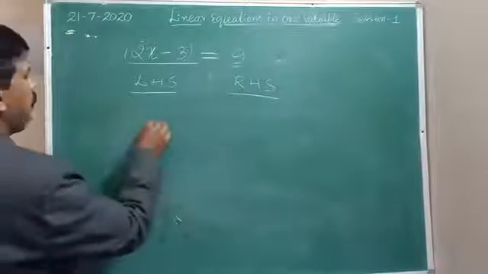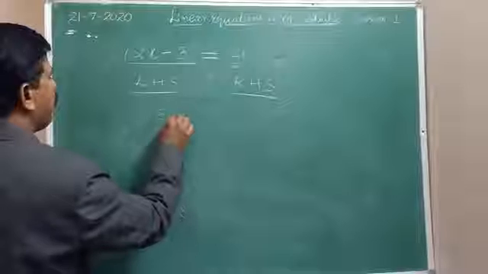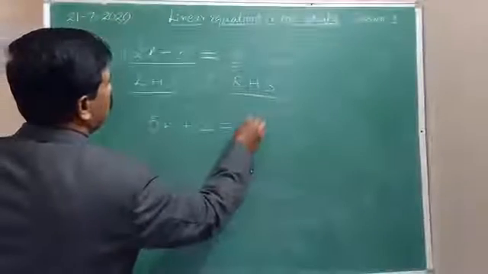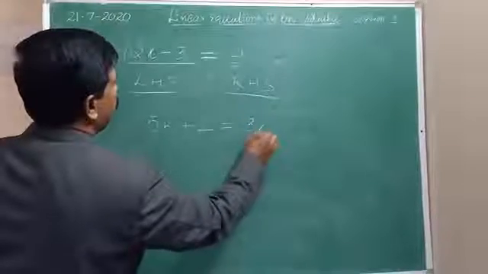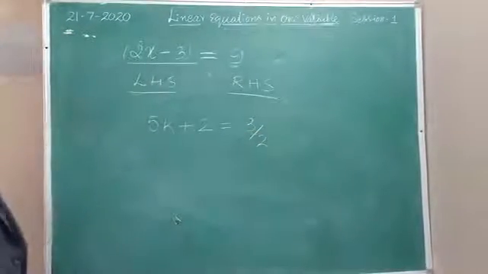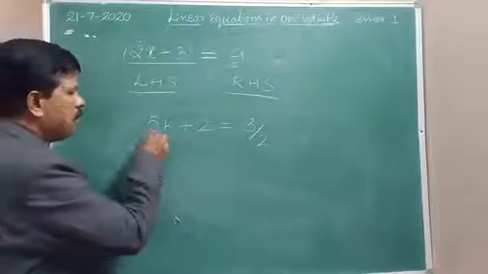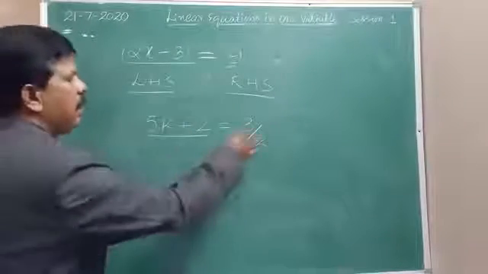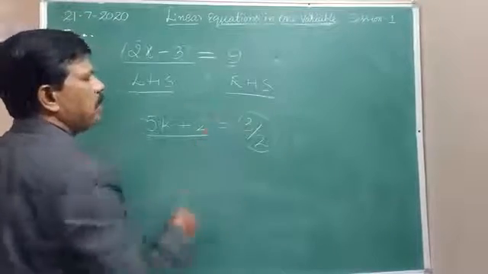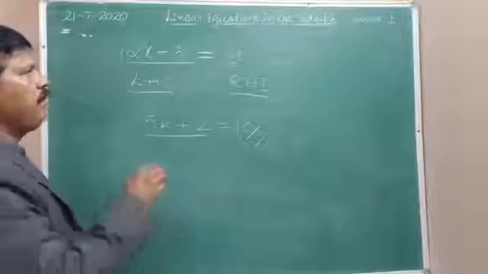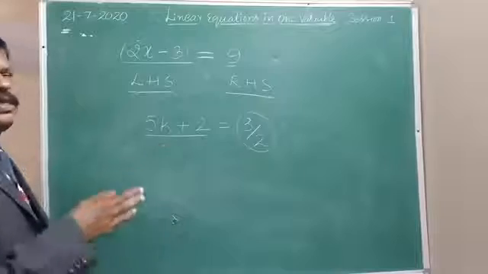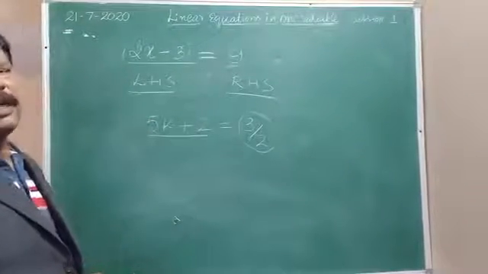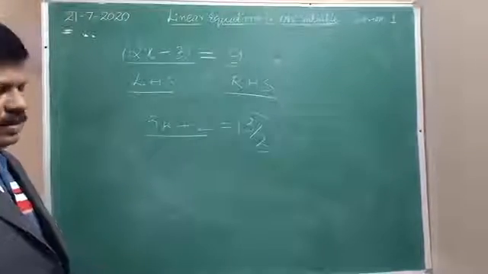Clear? Similarly, 5k plus 2 is equal to 3 by 2. In this, 5k plus 2 is the left hand side and 3 by 2 is the right hand side. So why should we know these things? Because to solve the linear equation, we need to know left hand side and right hand side.